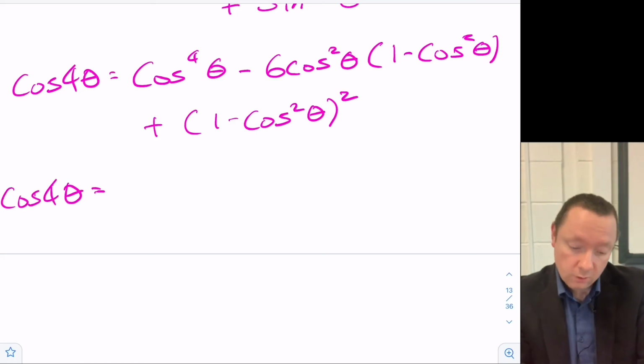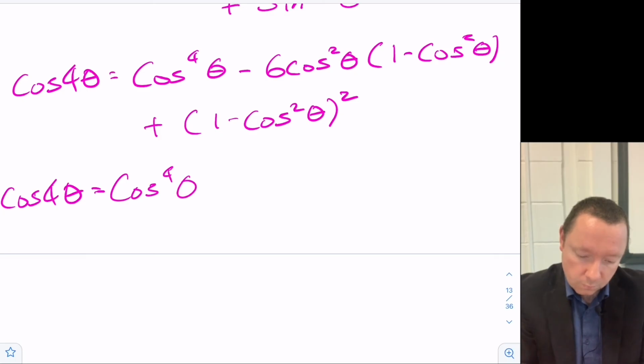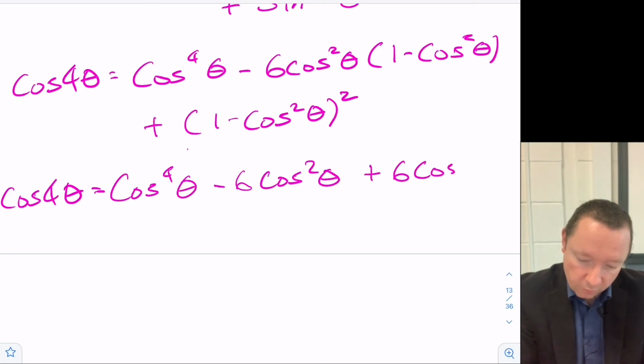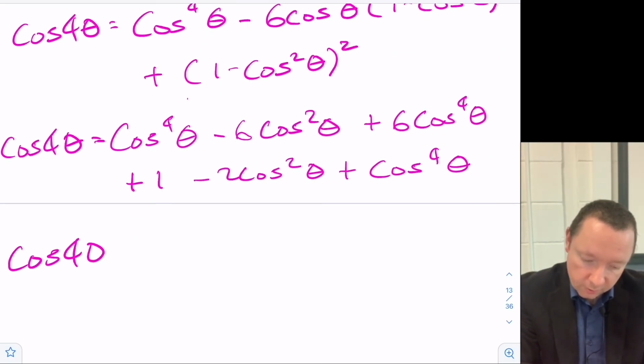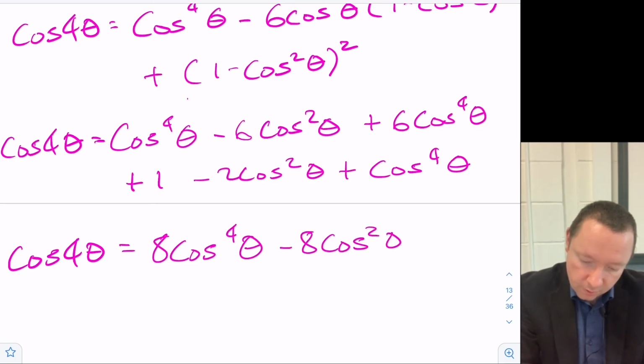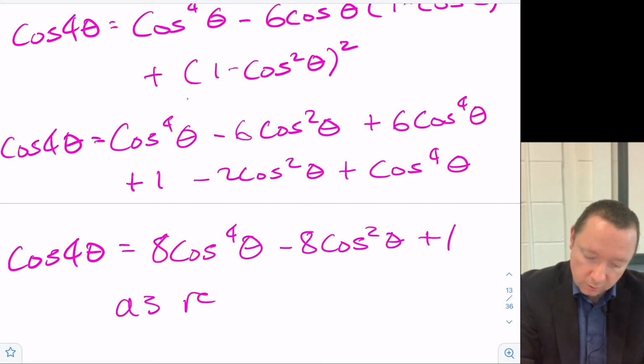Tidying that up further, we've got cos to the power of 4 theta minus 6 cos squared theta plus 6 cos to the power of 4 theta plus 1 minus 2 cos squared theta plus cos to the power of 4 theta. So cos 4 theta equals 8 cos to the power of 4 theta minus 8 cos squared theta plus 1, as required.